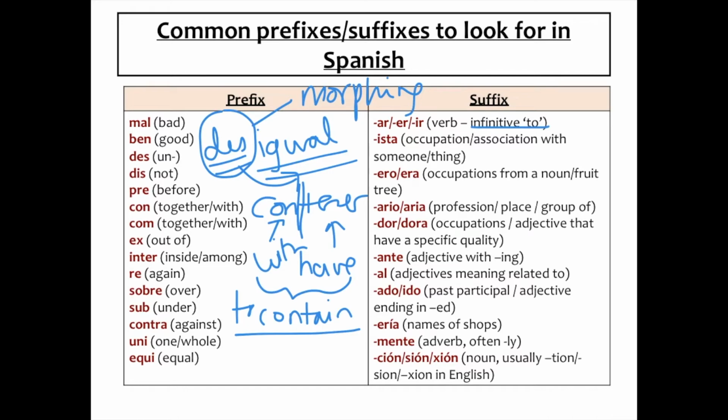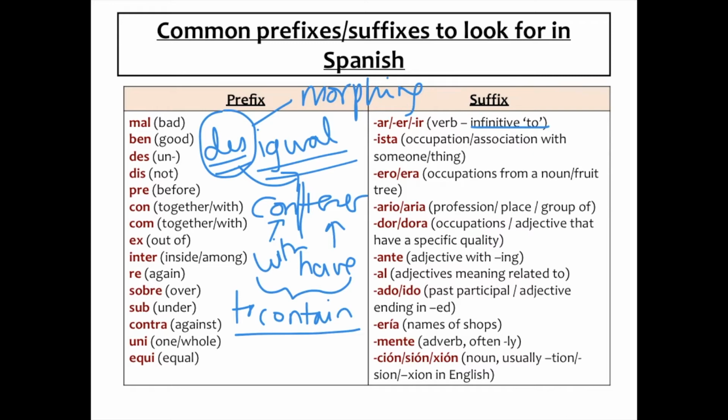Ista is associated with occupation, and is also associated with someone or something. So think of futbolista, nice example for that. Futbolista, footballer. It's the occupation, it's related to somebody or something. Ero and era are also to do with occupations as well. And they usually come from a noun, peluquero, hairdresser. But it can be a fruit tree as well, such as limonero, a lemon tree.